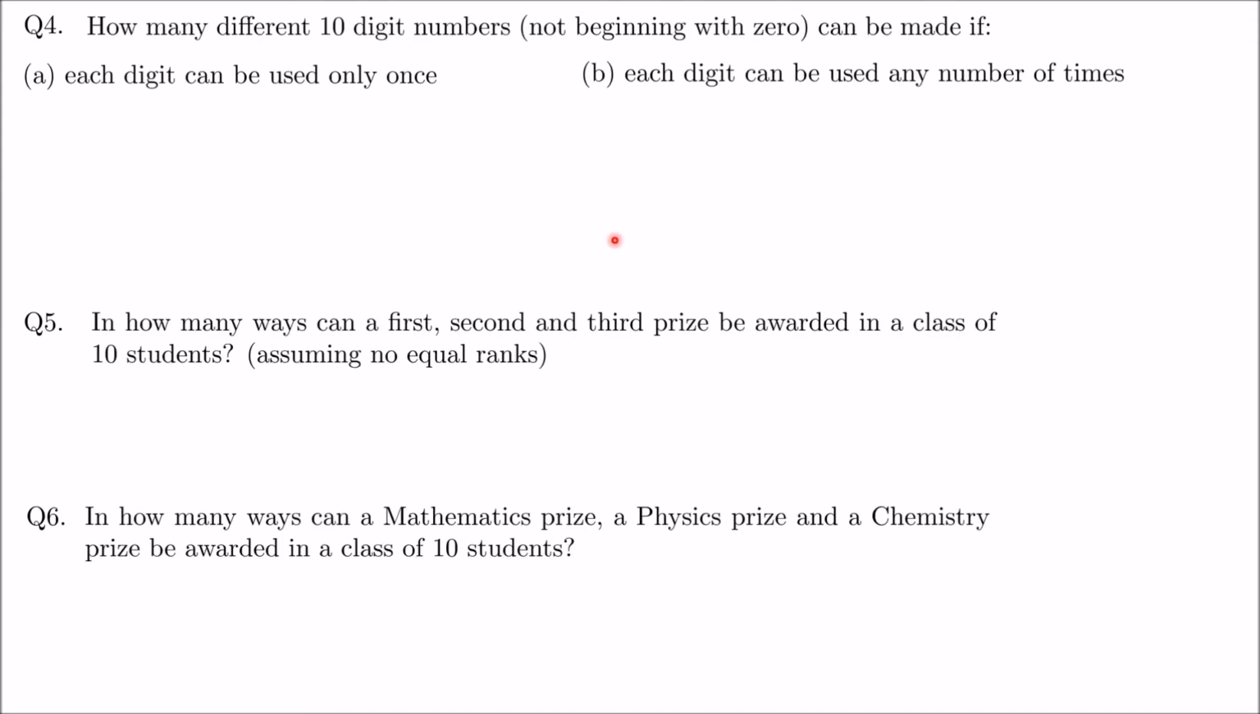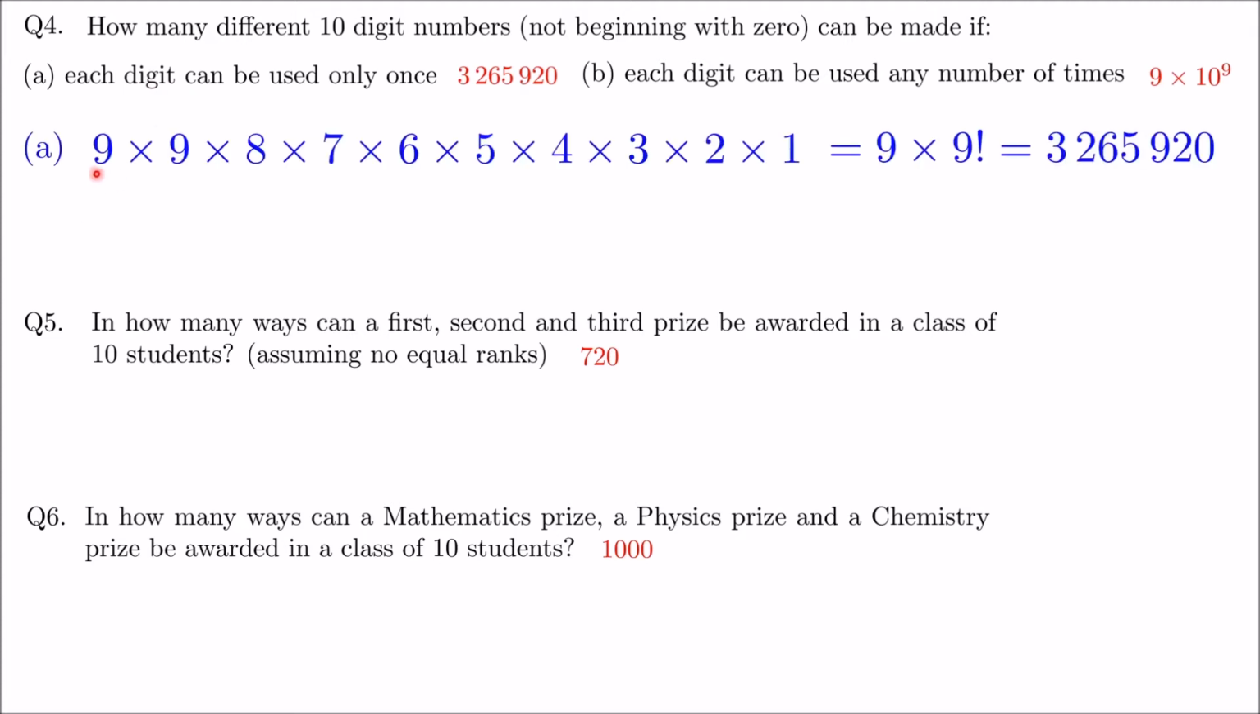Okay, next set of questions. Alright, question 4. We're trying to make these 10-digit numbers, but just make note that you cannot start a number with the 0 digit itself. And in part A, we're gonna do so, assuming that you can only use each digit once only. So right in the beginning, you got 9 options to choose from. Normally there are 10 digits, but again, you cannot use 0, so we lose 1 availability. So you only got 9 to choose from.